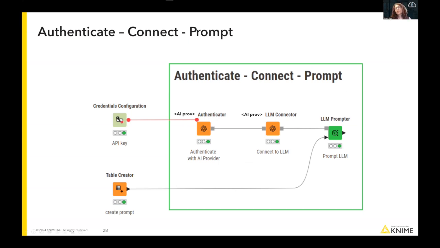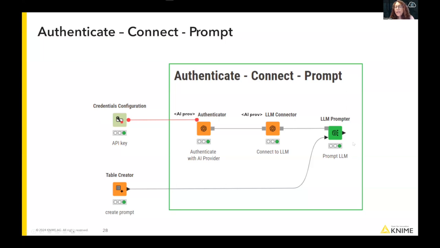The authenticator node authenticates you as an accredited user with that GenAI provider. Once you have been authenticated, the AI provider allows you to use a number of large language models. You just connect and select the large language model you want to use. Depending on the versions, some of them are dedicated, for example, for chatting, for embedding, for just general questions, and so on.